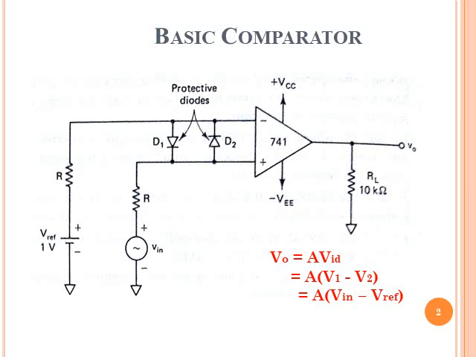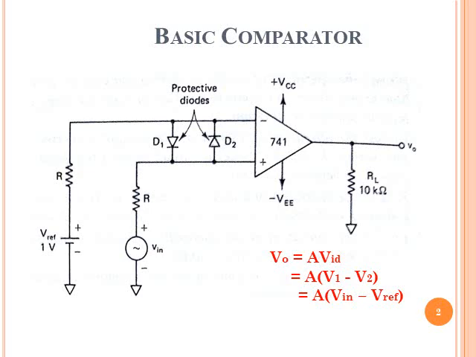As you know, this is an open loop configuration. Because the input signal is applied on the non-inverting terminal, we can say it is a non-inverting comparator. As we know, the function of a comparator is to compare one signal with another signal. In this circuit, the reference voltage is applied on the inverting terminal and the input signal is applied on the non-inverting terminal.